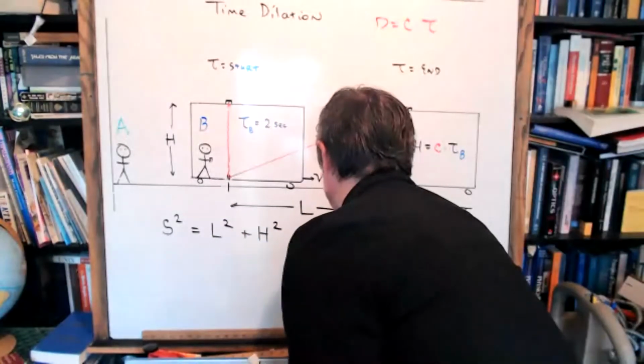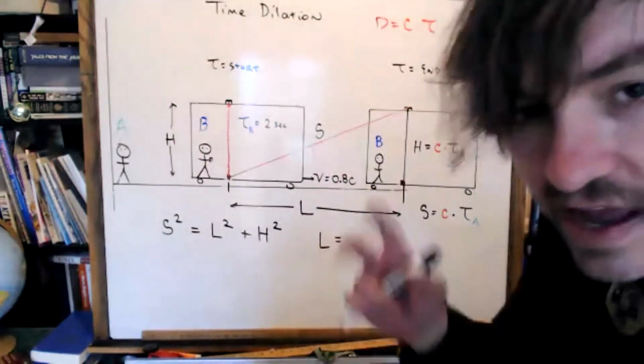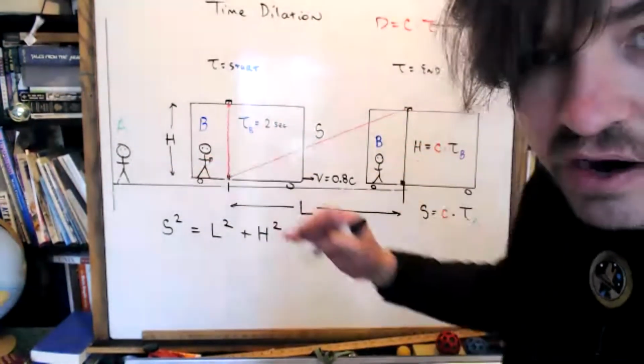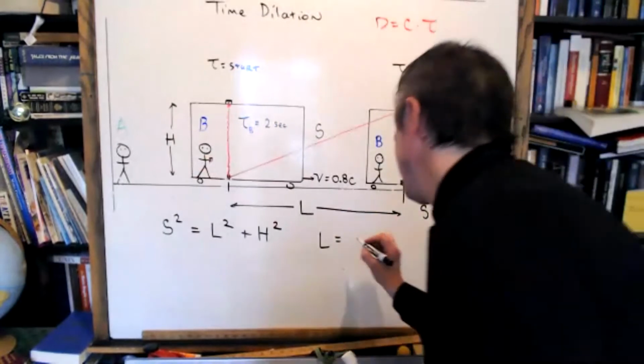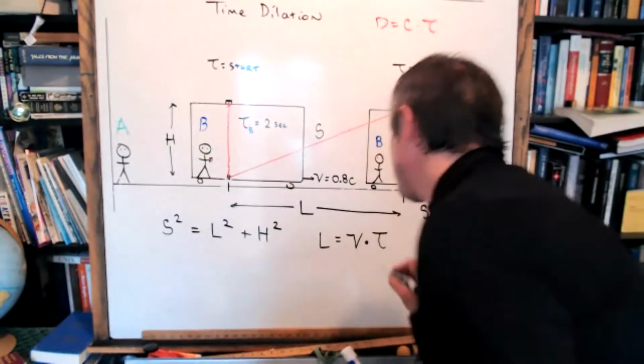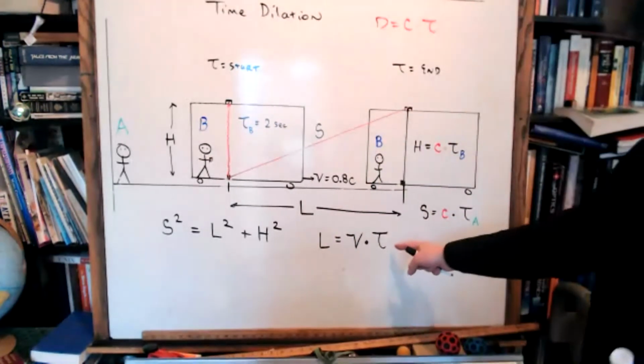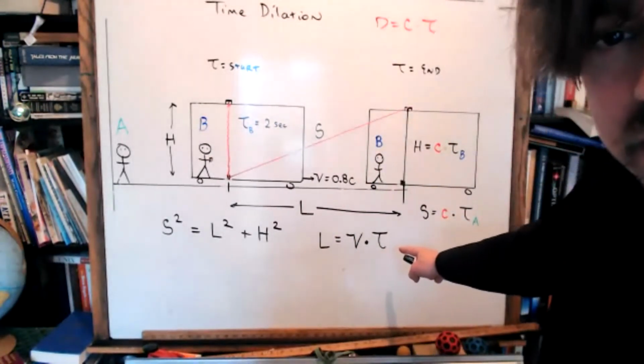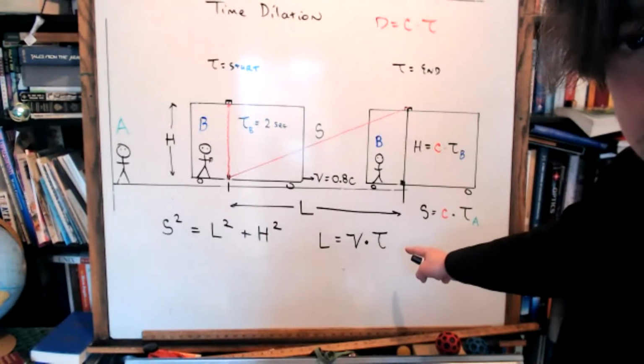L is the distance the cart travels. So this is not a laser beam anymore. This is the train car rolling forward. L will be the velocity of the cart times a time, but whose time shall we use? Yeah, like who's the observer?